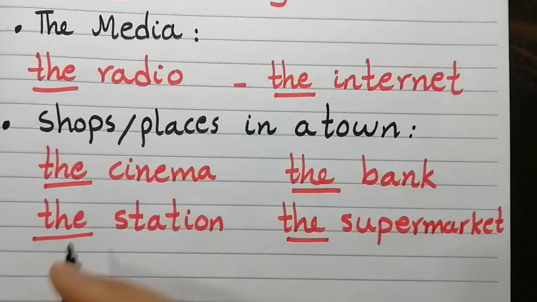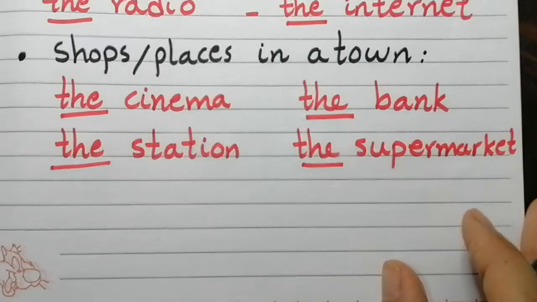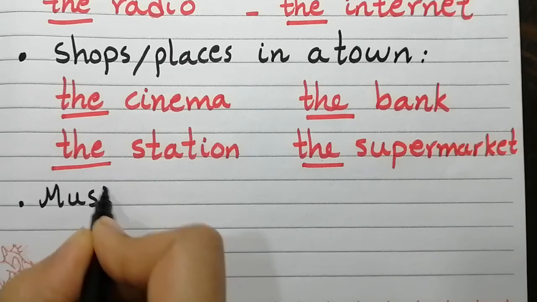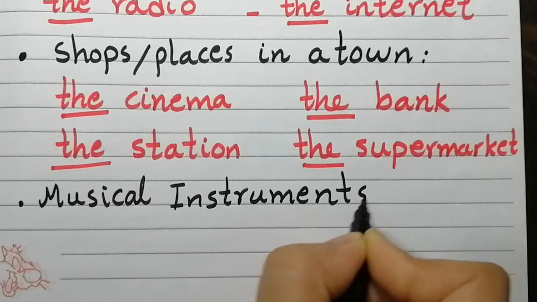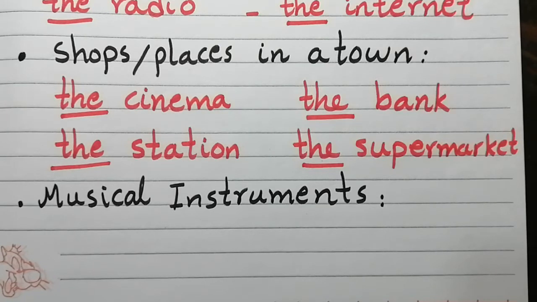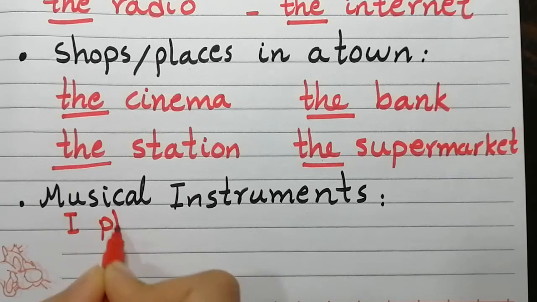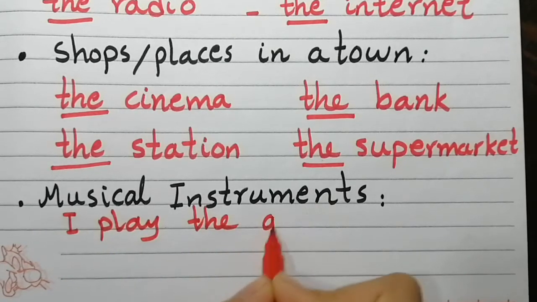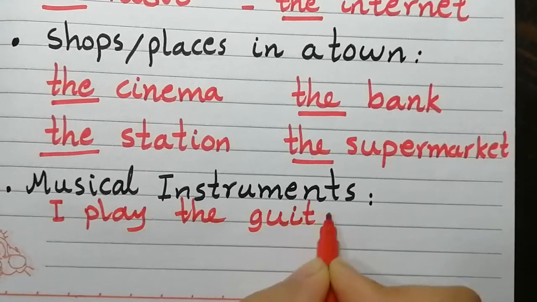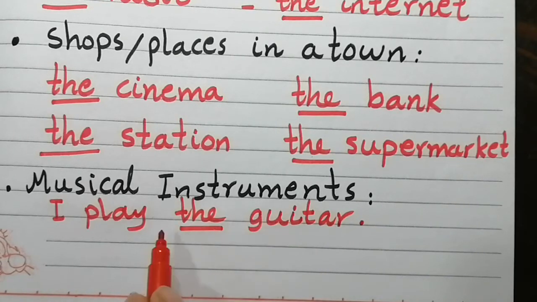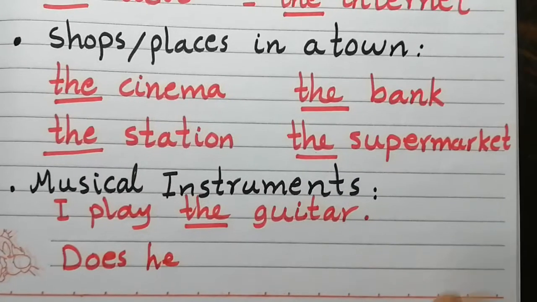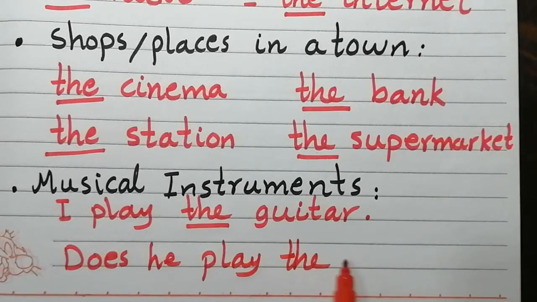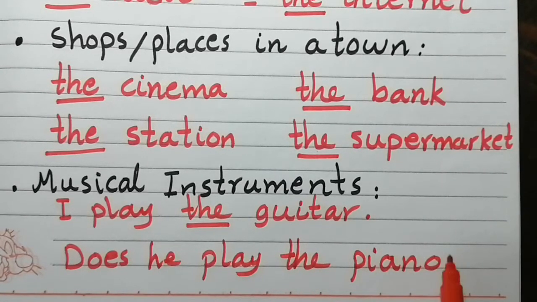We use the articles there with musical instruments. For example, we say I play the guitar. Musical instrument, so we use that. Also we can say, does he play the piano? We do not say piano without that, we say the piano, the guitar, the violin, the tuba.